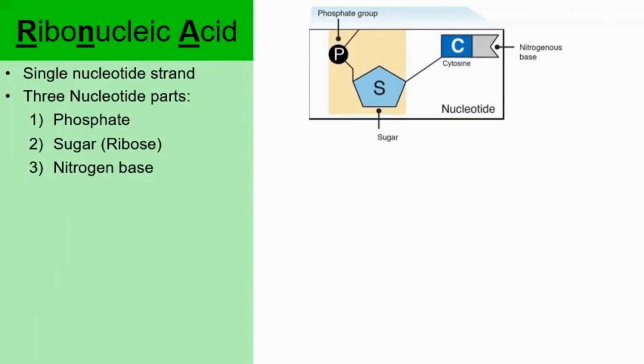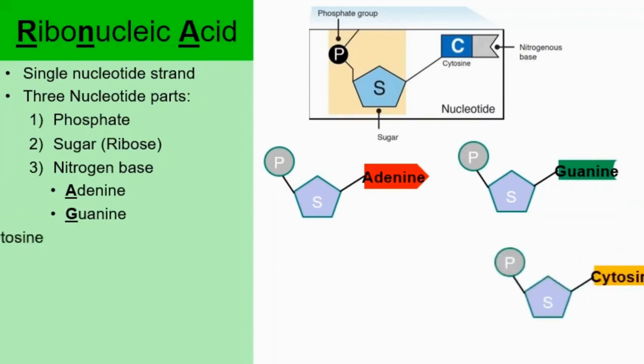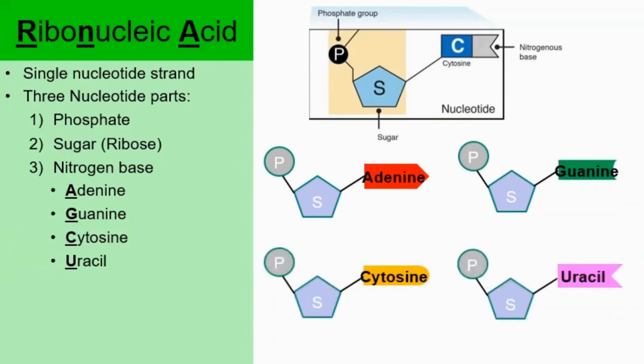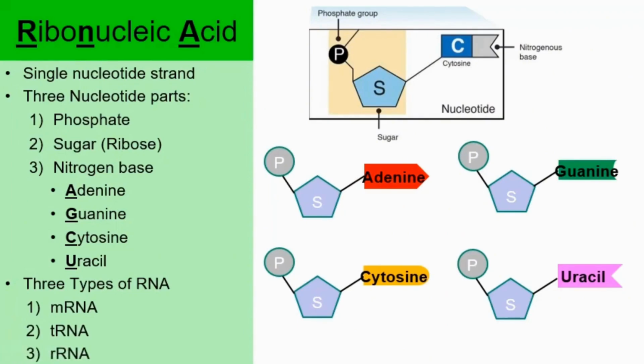And then the third part of a nucleotide is the nitrogen base. In RNA, the nitrogen base might be A for adenine, it might be G for guanine, it might be C for cytosine, and it might be U for uracil. These are the four nucleotide nitrogen bases of RNA. And ultimately, we're going to learn about the three kinds of RNA. We're going to learn about mRNA, and then we'll learn about tRNA, and then we'll learn about rRNA. So let's talk about mRNA first.